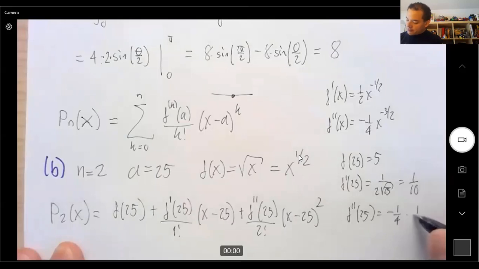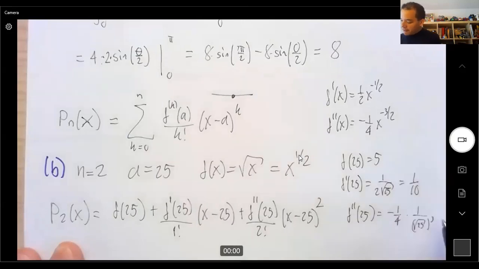And f double prime of 25 is negative 1/4 of 1 over square root of 25 to the cube. So the square root of 25 is 5. 5 to the cube is 125. And times 4, that would be 500. All right, so we're good.